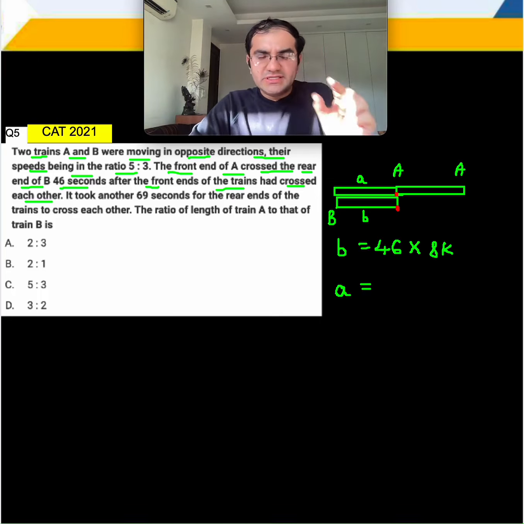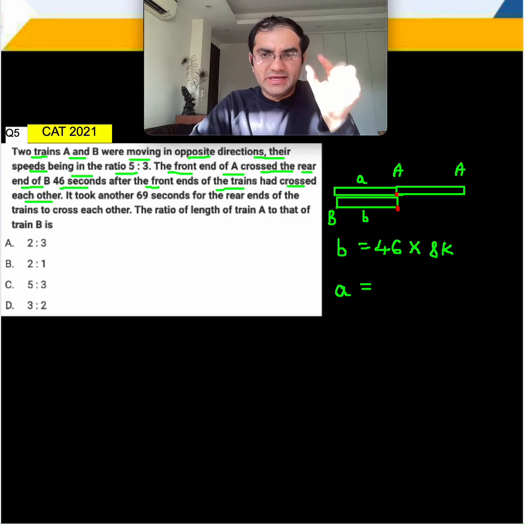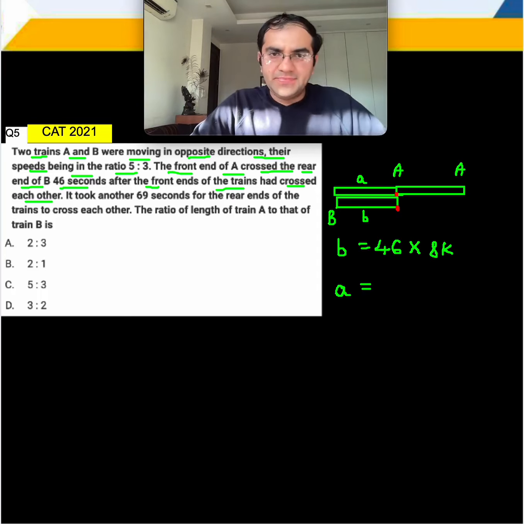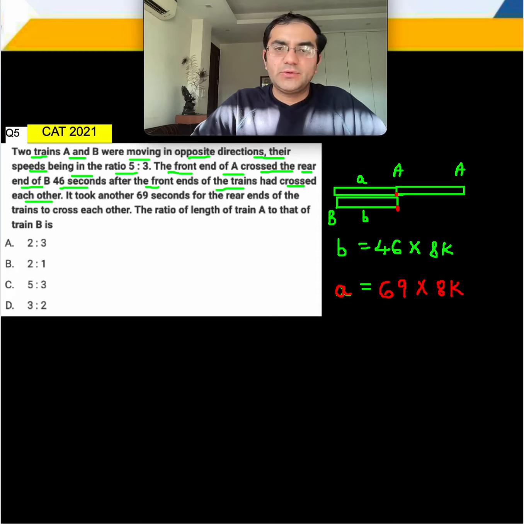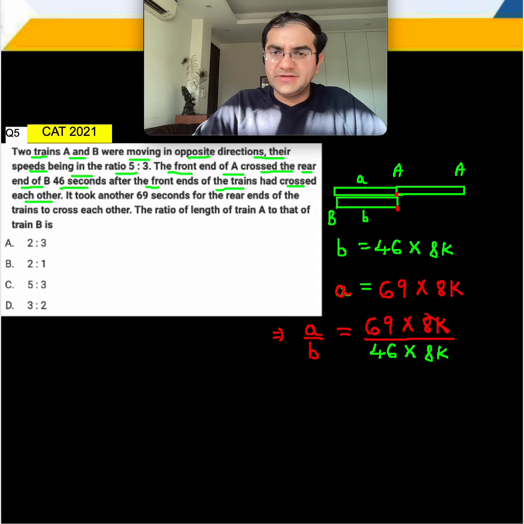So therefore, the distance covered by B relative to A is the distance of train A in 69 seconds. Opposite directions means 8K. The question is asking for the ratio of the length of train A to B. Small a upon small b nikalna hai, just divide. Small a upon small b, divide, 8K cancels, 23 se gaya 3 upon 2. The answer is D for question number 5.